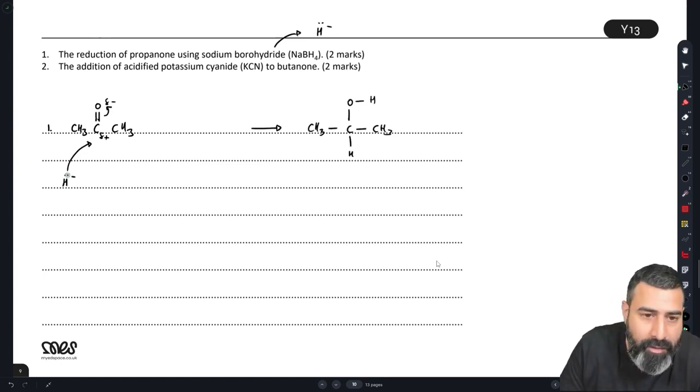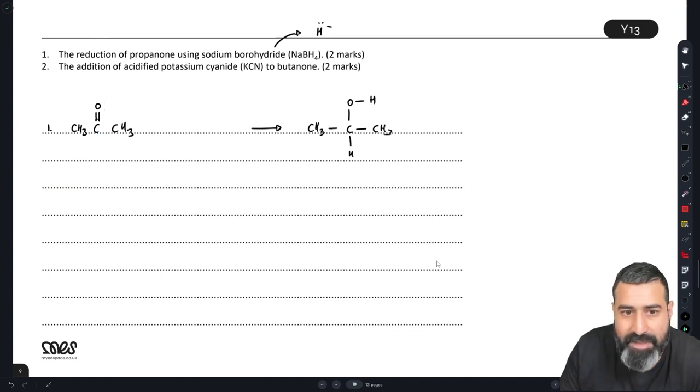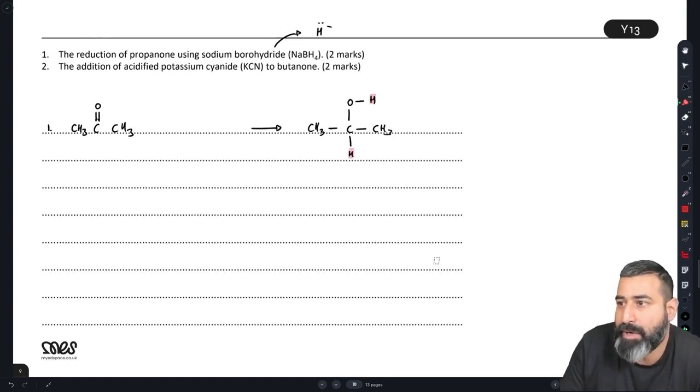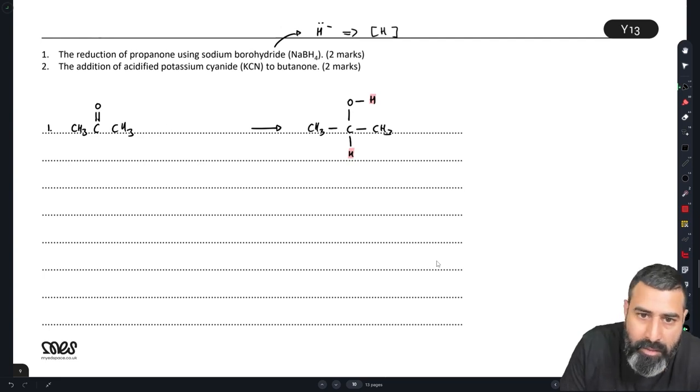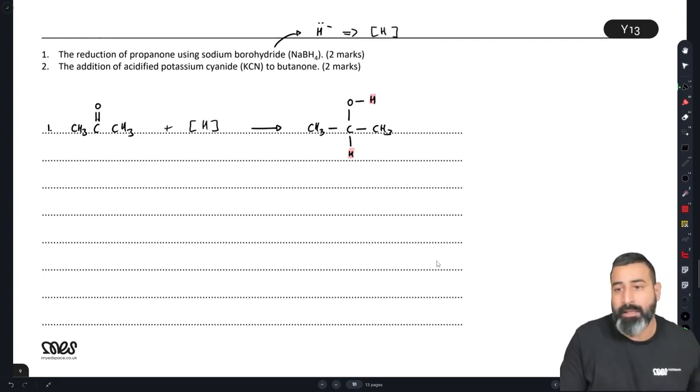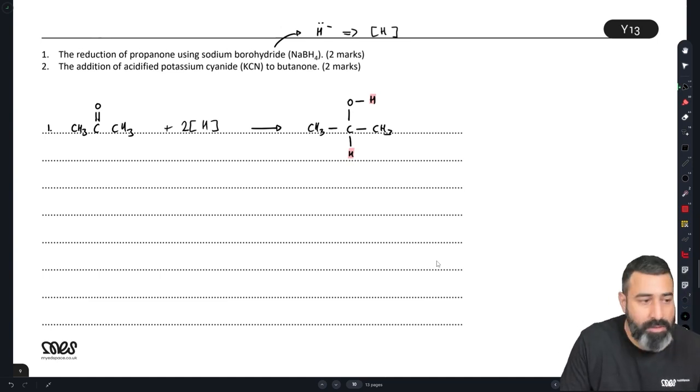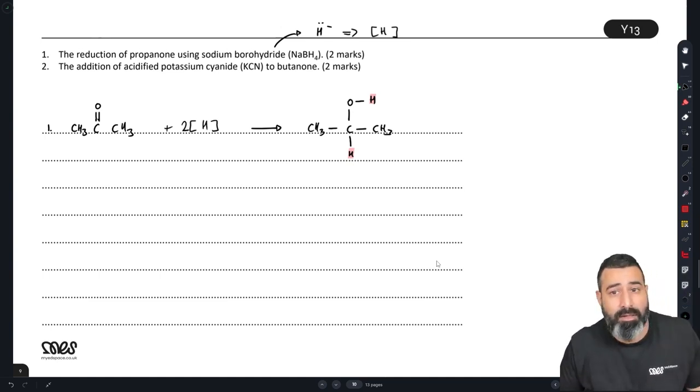Let's just literally think how many hydrogens we've attached. We've attached one here and one here. So we're going to represent the reducing agent, which is sodium borohydride, as square brackets H. Let's put square brackets H and then literally add how many we've attached. The answer is 2. So we just put a big 2 in front of it. That's it.